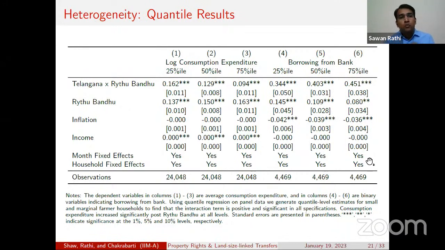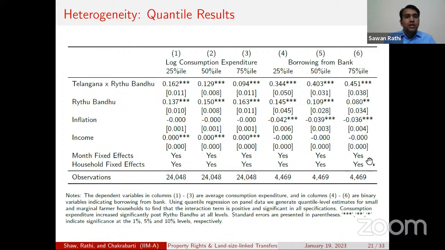But yeah, so what we saw in the main results first was that both the results are mainly driven by the small and marginal groups. So what we do now is we delve deeper within the small and marginal groups and do a quantile regression. At the 25th percentile of consumption expenditure within small and marginal farmers, do we see the same thing happening or not? At the 50th percentile and 75th percentile. And the same thing we do for borrowing from bank in the last 3 columns also.